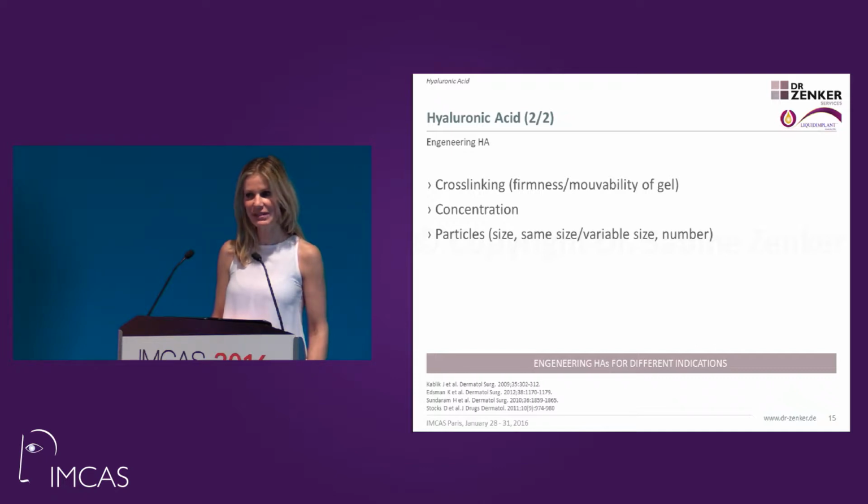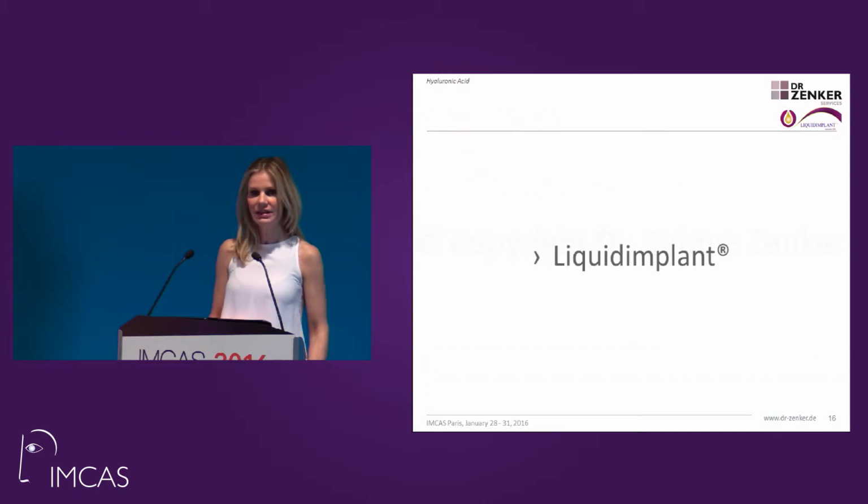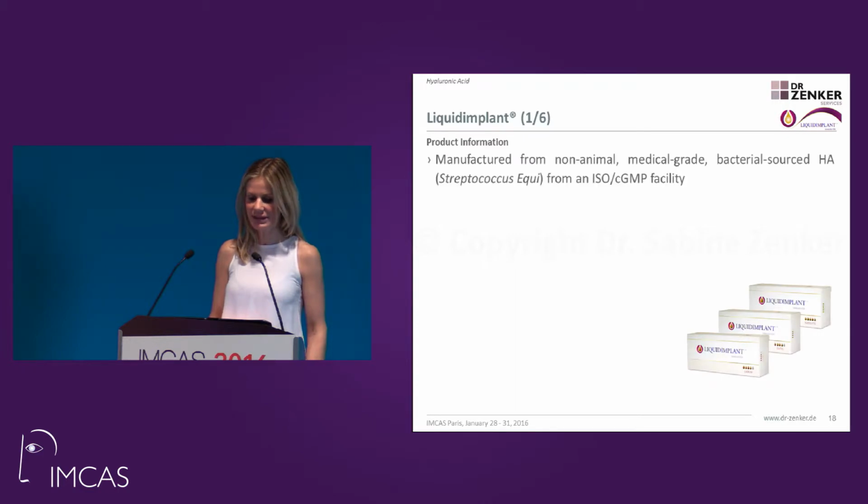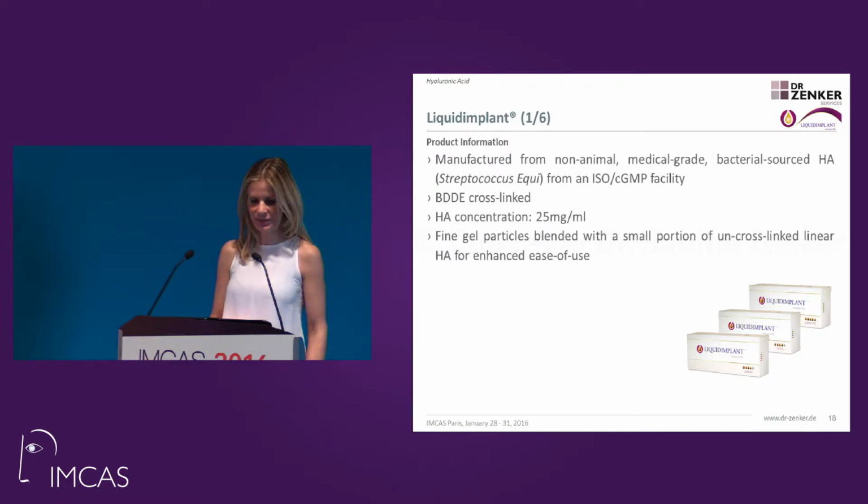So this engineering makes it a bit more difficult to choose the right hyaluronic acid for the right indication, as there are so many different ones, whereas, for example, a calcium hydroxylapatite or a polycaprolactone is basically constructed in the same way. So I have the honor to present Liquid Implant today, which is a cross-linked hyaluronic acid manufactured from non-animal medical-grade hyaluronic acid, cross-linked for sure, with always the concentration of 25 milligrams per mil, and these fine particles are blended in an uncross-linked linear HA to enhance its injection.